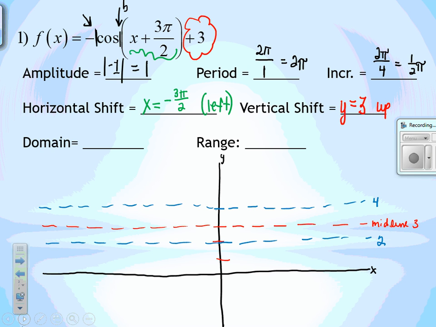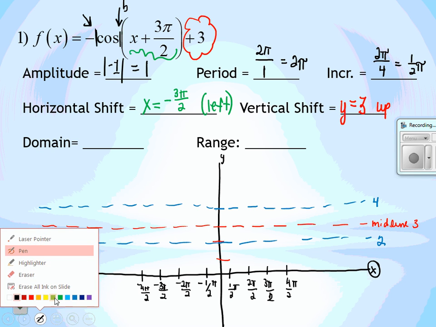Okay, I'm going to label my increments. I always label my increments on my x-axis, not on the red, not on the midline, not on the blues, but my x-axis. So my increments are 1/2 pi: 1/2 pi, 2/2 pi, 3/2 pi, 4/2 pi. I'm going to do a couple over here on the left: -1/2 pi, -2/2 pi, -3/2 pi, -4/2 pi.